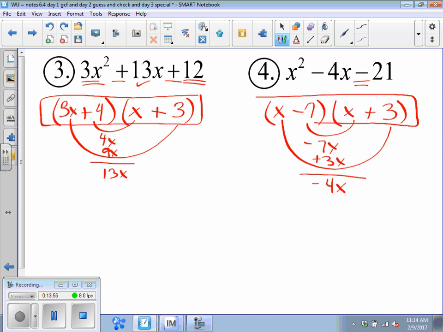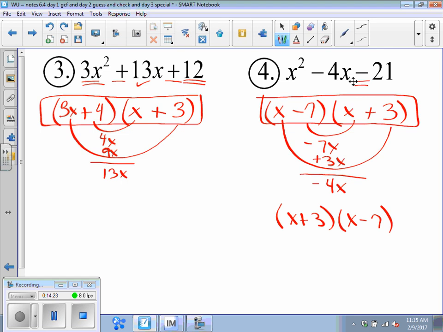Now, is it okay if I wrote my answer like this? Is it okay if it's like this instead of like this? Yes. When you're multiplying, they can be reversed. You still get the same answer. Okay? So that's all right. If your factors are reversed, it's fine. Any questions?